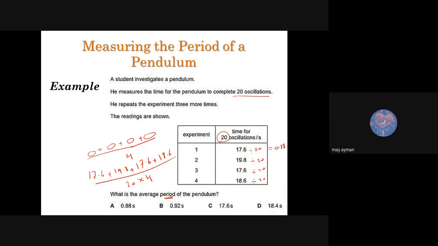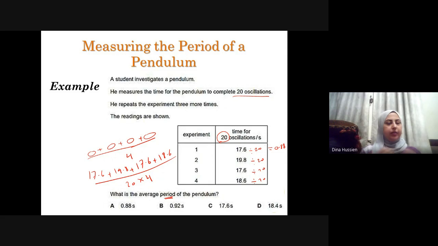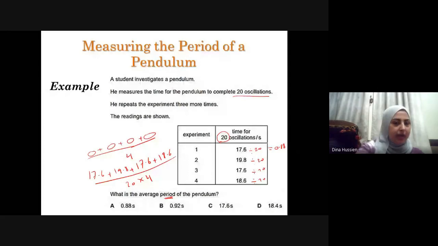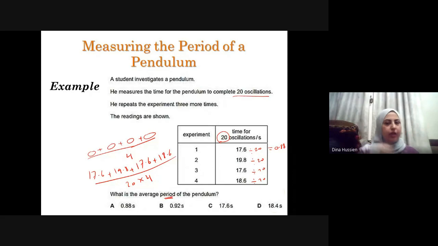Miss, I just didn't understand where the 4 comes from. This is the average. How do we calculate the average? For the average, I add them all together divided by their number. How many of these do I have? How many experiments? I have 4 readings. If they were 3, I would divide by 3; if they were 5, I would divide by 5. But this is how you calculate average: their sum divided by their number.